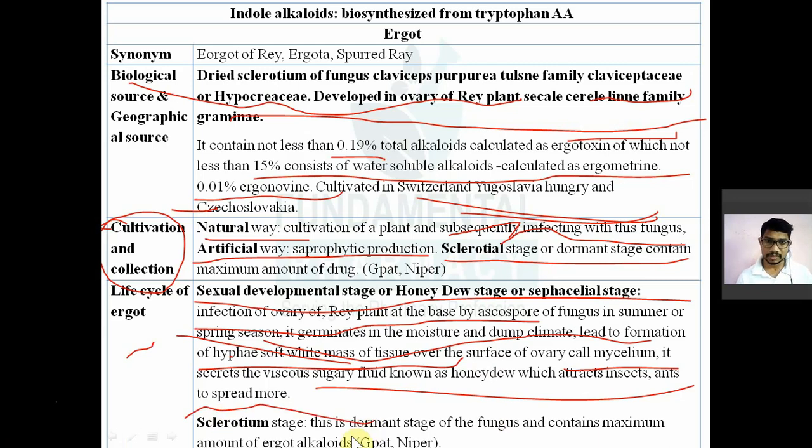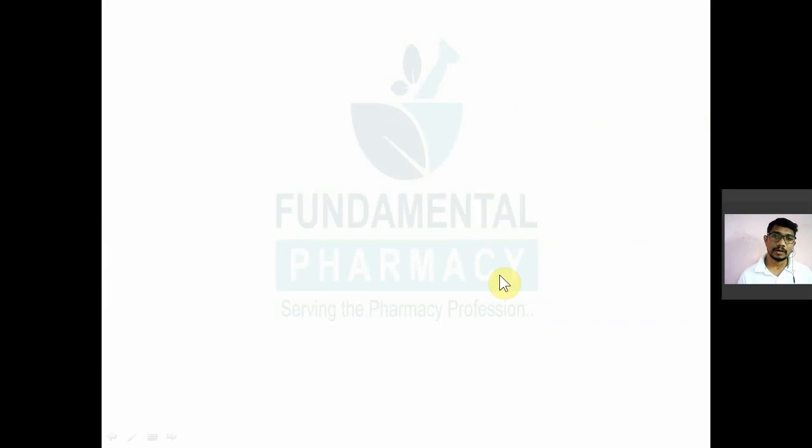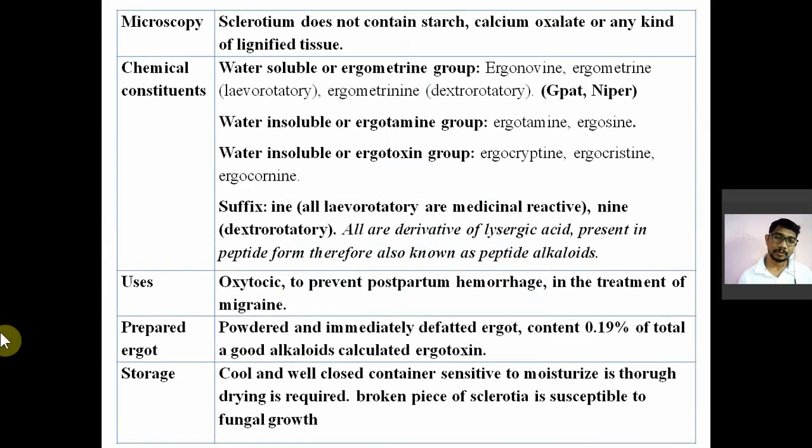This stage is the dormant stage of the fungus and consists of the maximum amount of alkaloid. So the maximum amount of alkaloids is developed in this sclerotium stage. इसके ऊपर कभी कभी क्वेश्चन आ जाता है, ऑलरेडी आ चुका है. So ergot alkaloid will be maximum in the sclerotium stage of your ergot. Okay, remember. Are you getting or not? समझ रहे आपको?